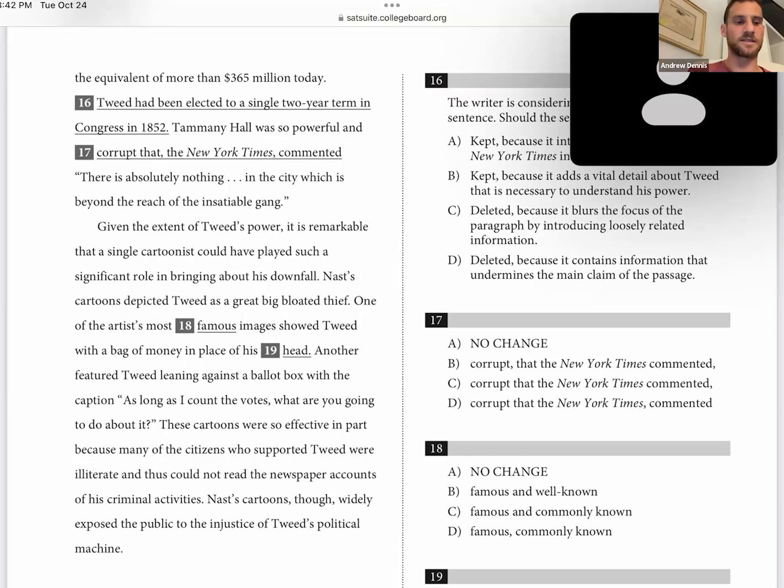What do we think about 18? Is there any reason to change that? I think no change, yeah. No change because it's repetitive and redundant. Famous already means well-known, and well-known commonly, again, concise and to the point. With a bag in place of his head.